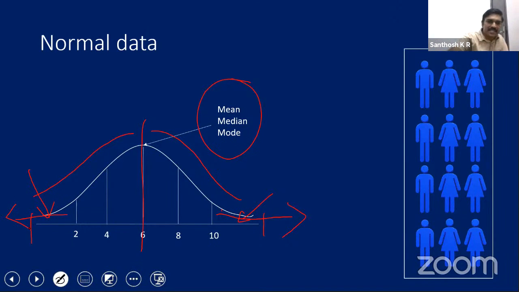If we break this curve in the middle, both sides are somewhat mirror-like. We will call it what? Symmetrical, bilaterally symmetrical. These are some of the characteristics of a normal probability curve. We will call this a normal probability curve, and these are some of its characteristics.